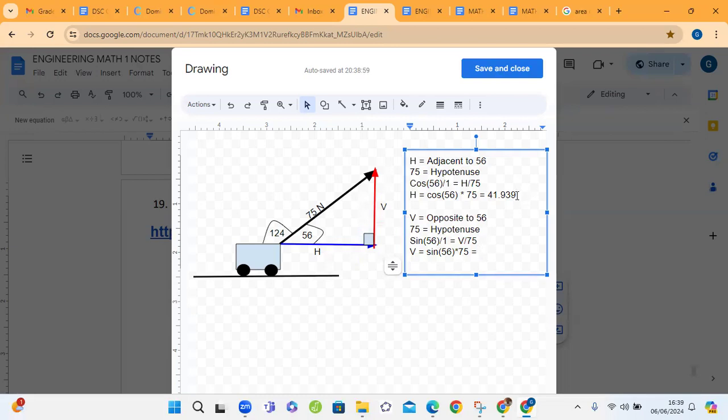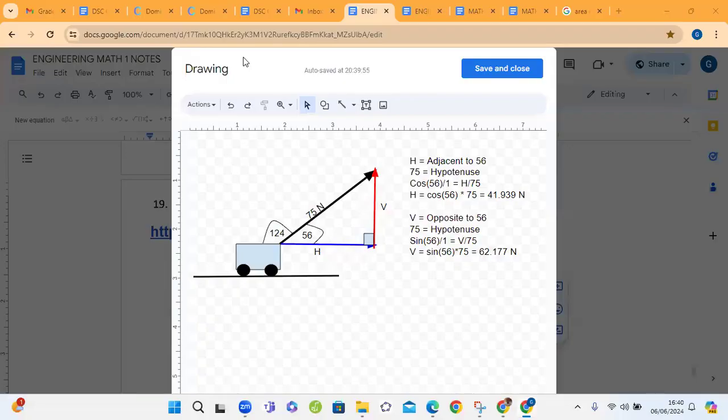Oh, by the way, that's newtons. And that will give us 62.177.